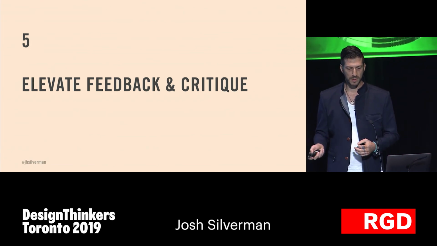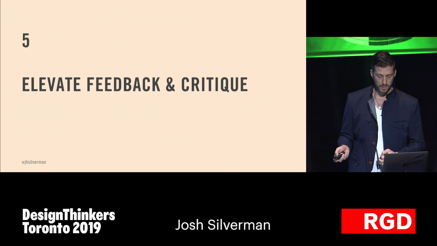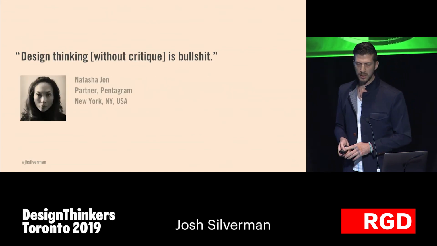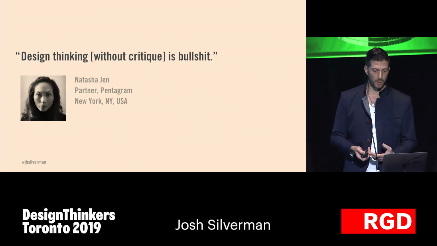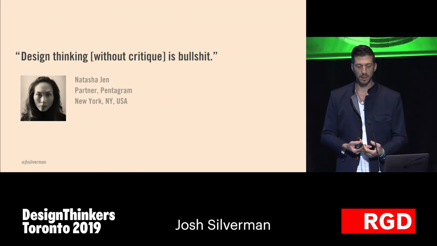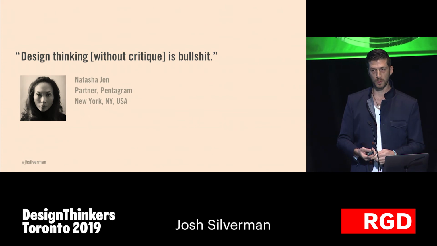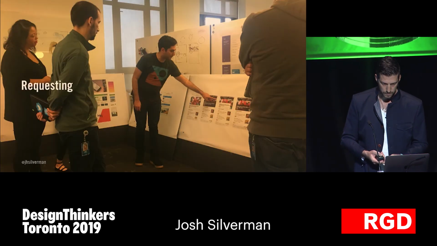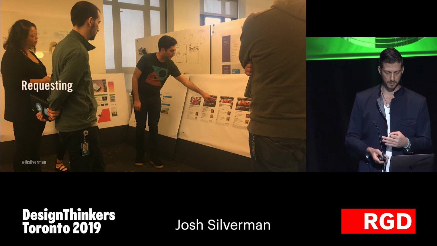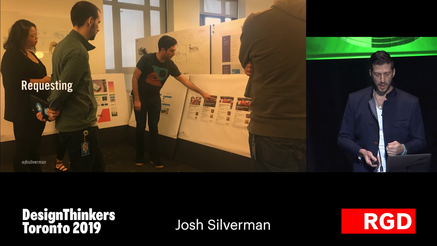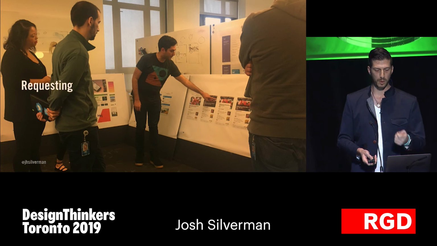Here in her critique of design thinking, Natasha Jen, who is here, says, design thinking without critique is bullshit. So it's true, I agree with Natasha. When we prototype ideas using design thinking, including critique can help improve your hypotheses. So there are 3 stages of feedback: requesting, providing, and integrating. The key to getting great feedback is the responsibility starts with the requester, not the provider.